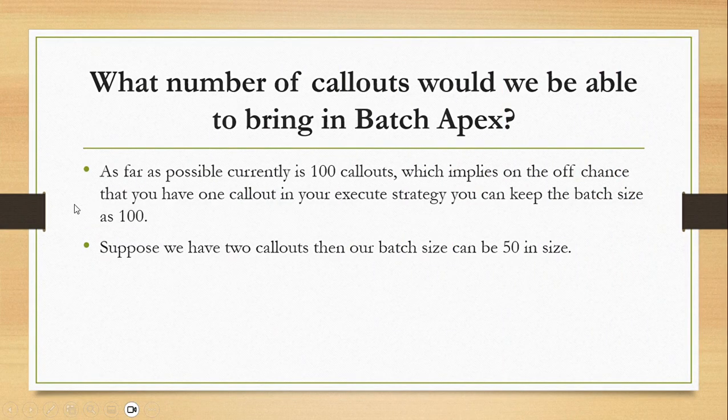What number of callouts can be made in batch Apex? Currently the limit is 100 callouts, which means if you have one callout in your execute method, you can keep the batch size as 100. Suppose we have two callouts, then our batch size can be 50.